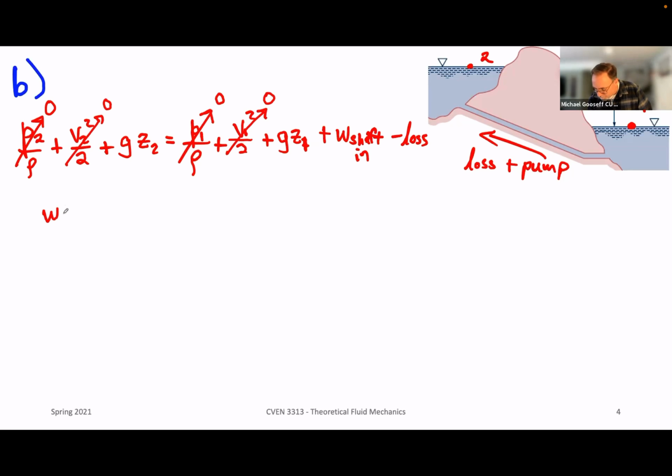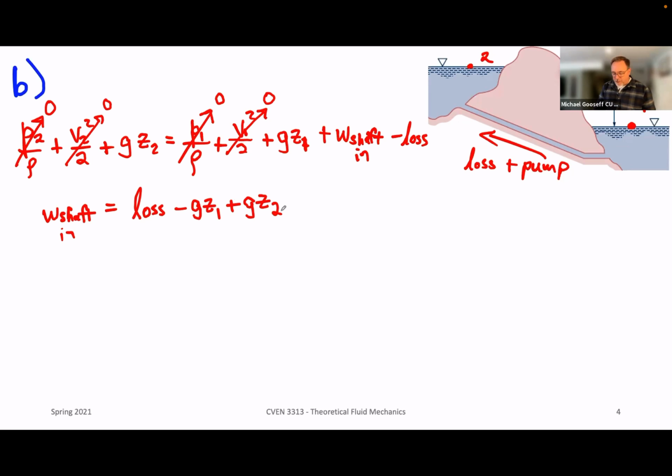little w, shaft in, I guess, is equal to, so now we're going to put the loss on the other side. So we end up with loss minus G Z1 plus G times Z2, right? So that was just the algebra to get that far.